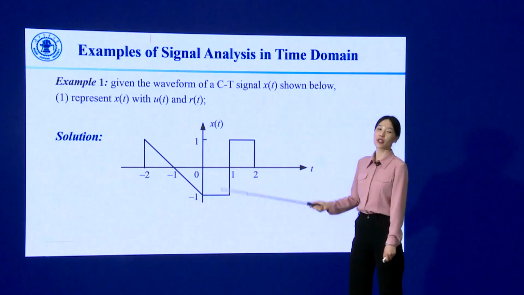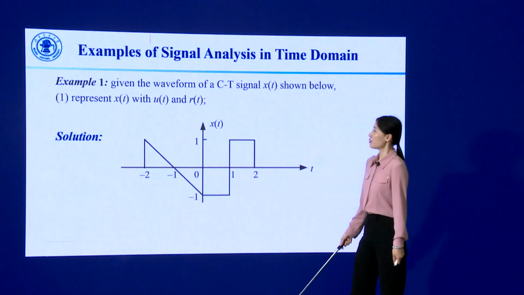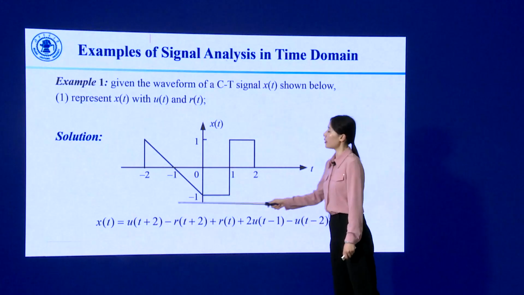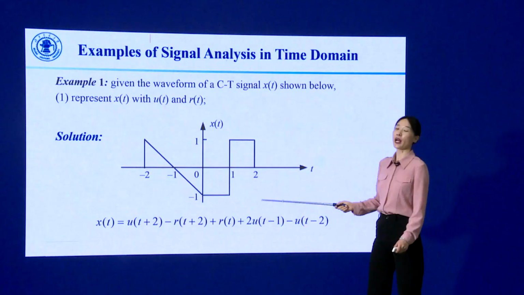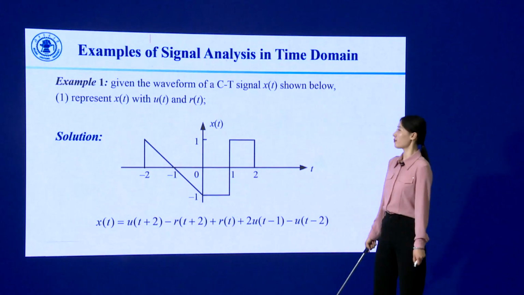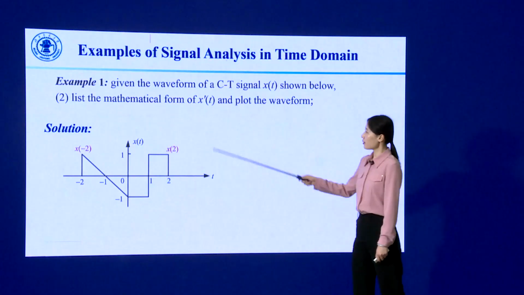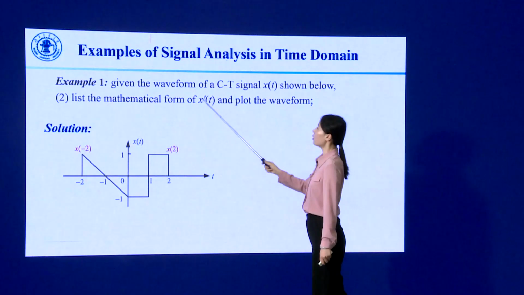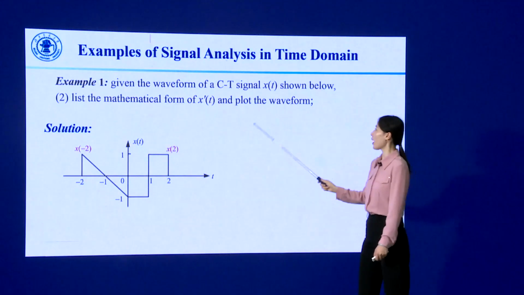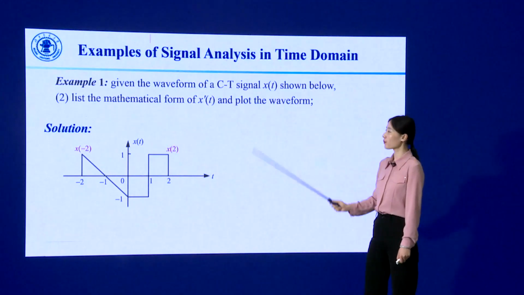Here is the solution. The representation can be expressed in this equation. For details, you can practice after the class. The second question is listing the mathematical form of the first derivative and plot the waveform.